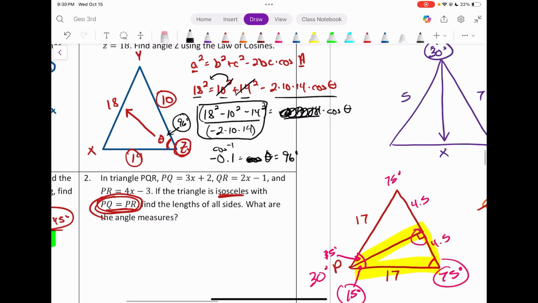Again, one thing to be cautious of is make sure that the lowercase a and the capital A are always across from each other. So if you're looking for this angle, then that side across from it, the 18, will have to be your lowercase a.